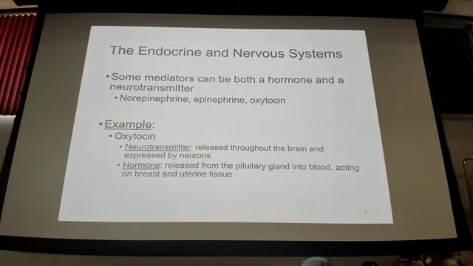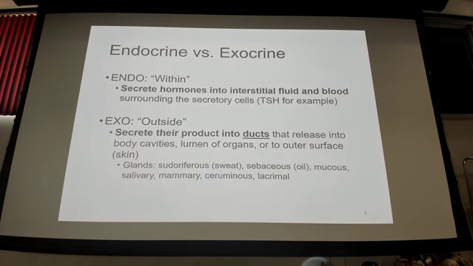Oxytocin is another example. Catecholamines, right? They do two different things through two different mechanisms. One has a more significant fast effect, one has a longer term duration effect, all right? Endocrine versus exocrine.